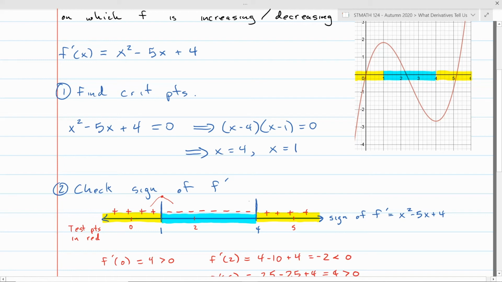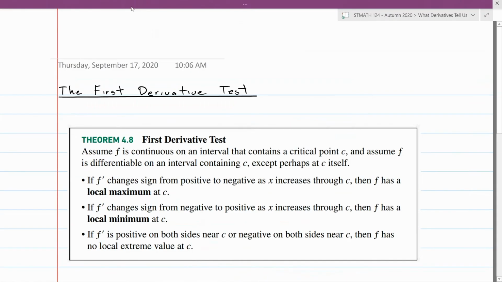And similarly, when the sign of the derivative is negative and then changes to positive, that means it's going down, and then suddenly it starts moving back up again. And so that's where you're going to find a minimum, right? And that's the content of the next theorem, which is called the first derivative test.